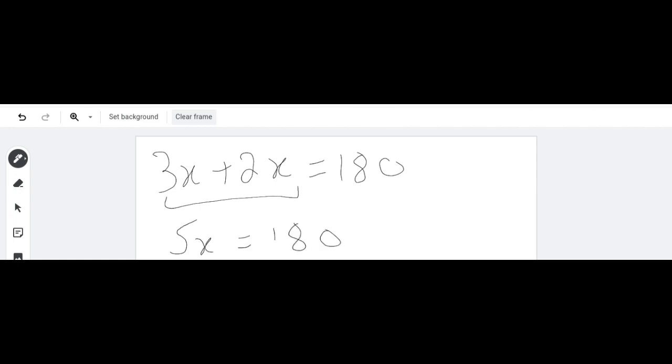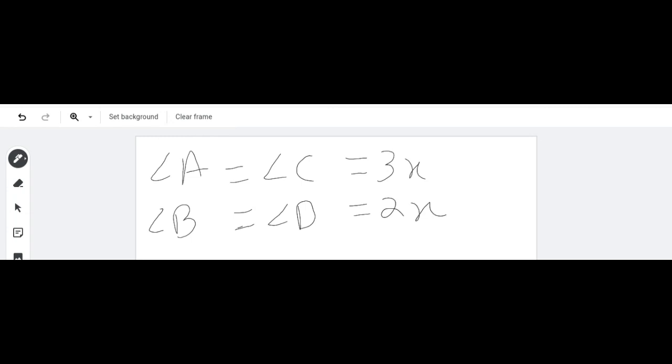Yes, so then x is equal to 180 divided by 5. Very good. Then what will be the answer, Sukena? I need to divide. Thirty-six. 36. Very good. The answer is 36. Understood? Yes, ma'am. Now, next part.